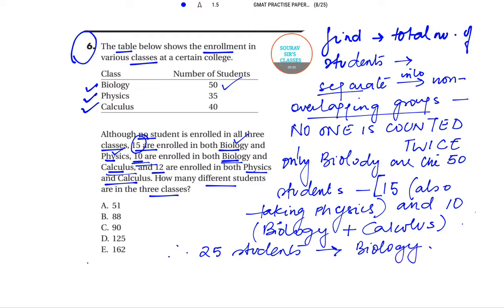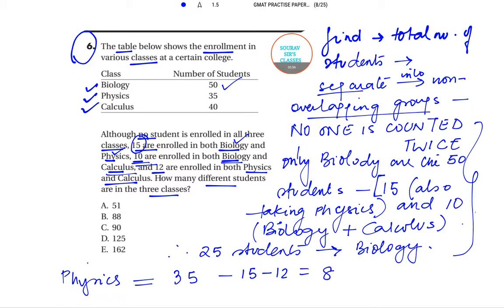Okay, so you will do the same analysis, or apply the same method, to get the number of students taking physics. And for physics the number will be, so there are a total of 35, you deduct 15 and then you deduct 12, this will become 8. And for calculus you do the same thing, so you take the total number, which is 40, you deduct 10 and then further you deduct 12, you will get 18.